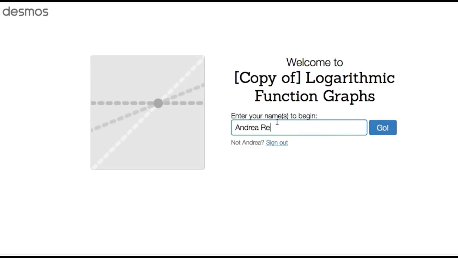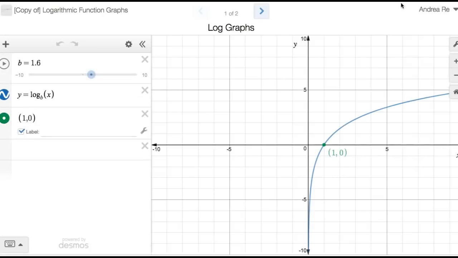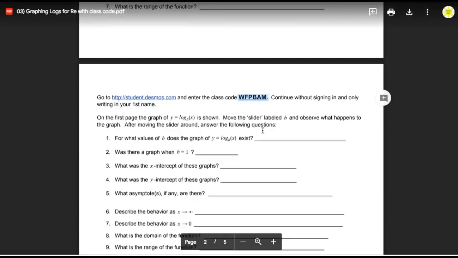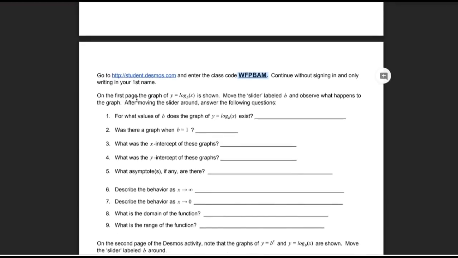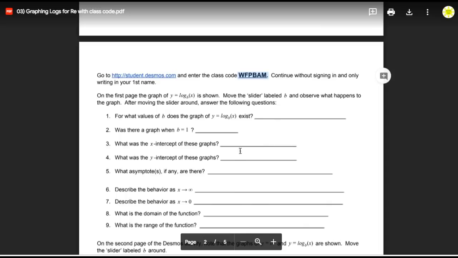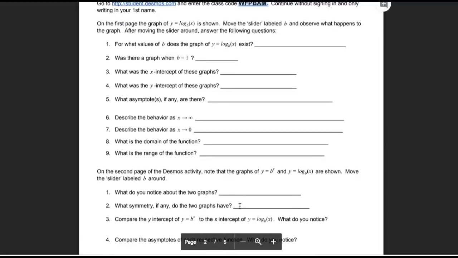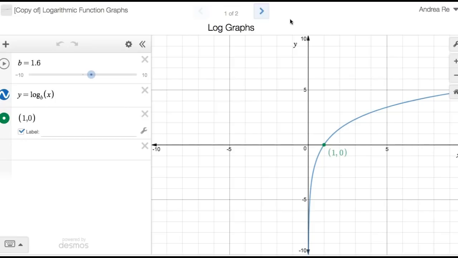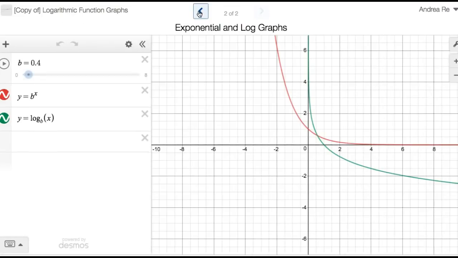And you're going to put your name in. If you're working with a partner, you can put both your names in, or if you guys want to work individually, that's fine. You're going to click go, and the activity will load. And here, you're going to follow the directions. If it says first page, you're in the first page of the document. See, this is 1, 2. As you complete and answer the questions, there's a part that says second page. That means you're going to the second page of the document.